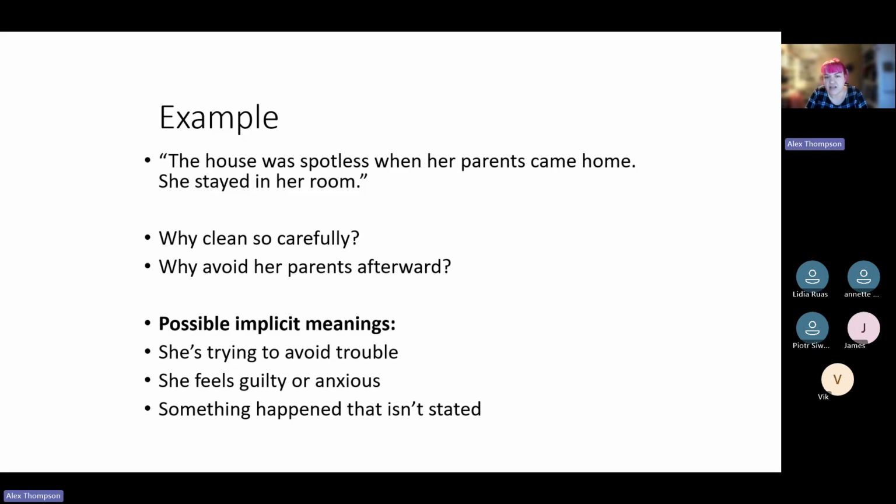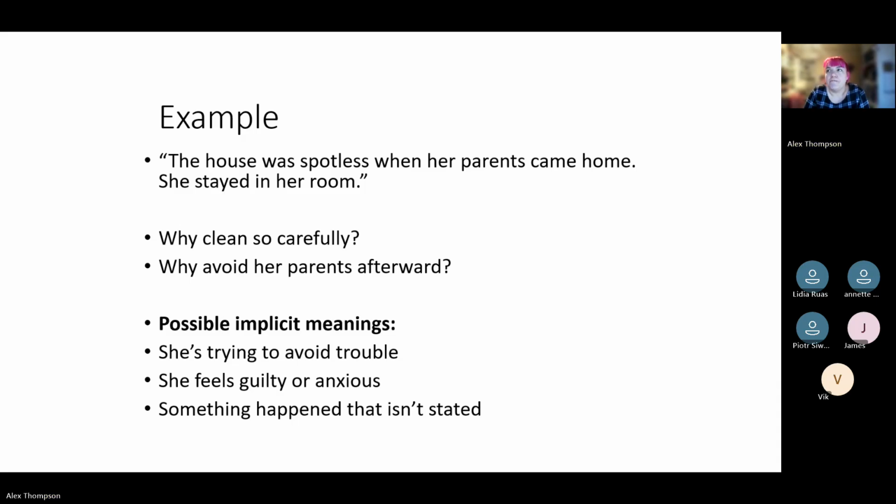So, potential meanings. Could be trying to avoid trouble. She may be feeling guilty or anxious. Of course. So potentially she's broken something, so she's cleaned everything else. You know, she's done something bad, so she's trying to clean to get in her parents' good graces before they see what she's done wrong. Something has happened that isn't stated.